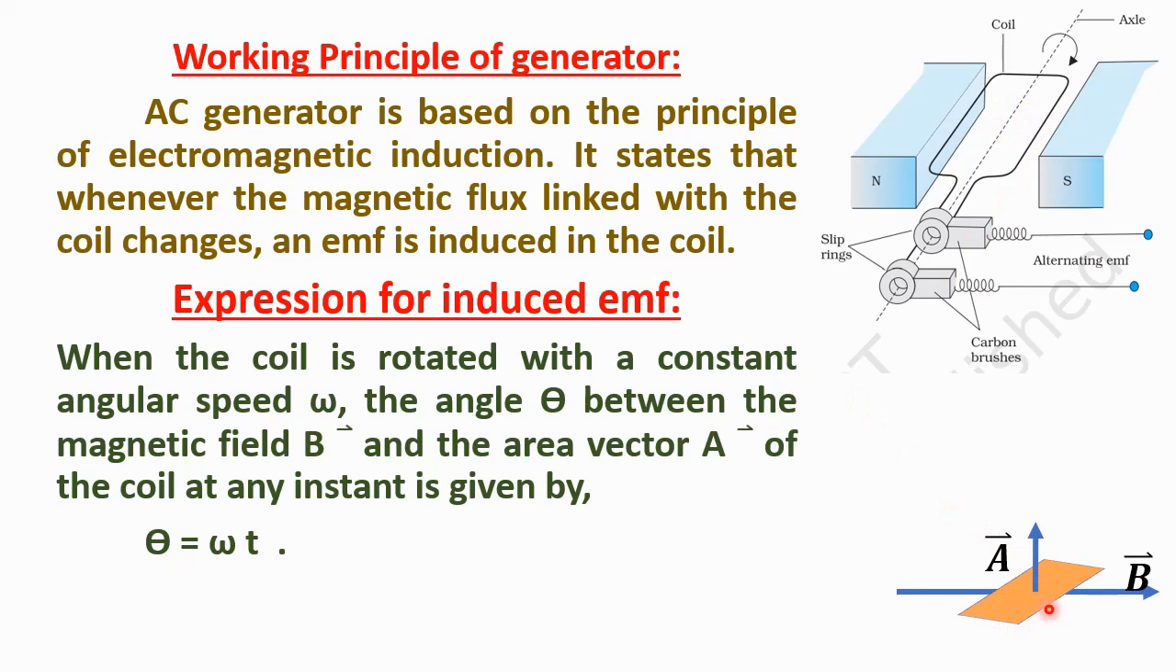So here it is. This arrow gives the direction of the magnetic field, and this is the coil, and the area vector is directed vertically upward. It makes an angle 90 degree with the magnetic field. Now during the rotation of this coil, the orientation of the coil will change, and if it is the position of the coil, then the area vector normal to this plane is directed in this way, and it makes an angle which is less than 90 degree with the magnetic field. So this is the theta.